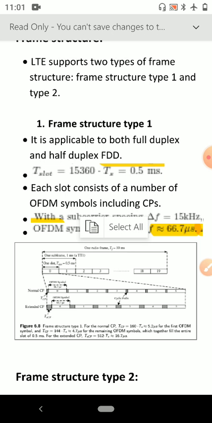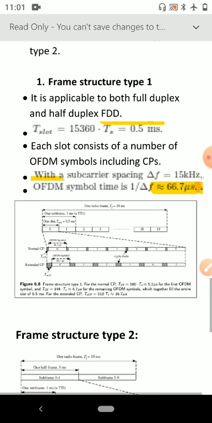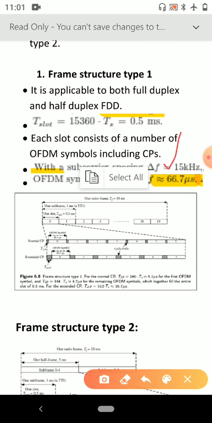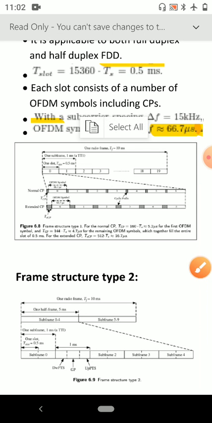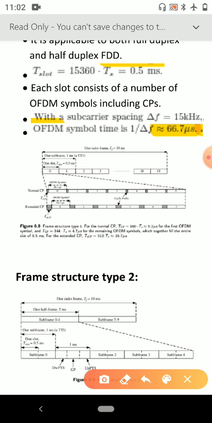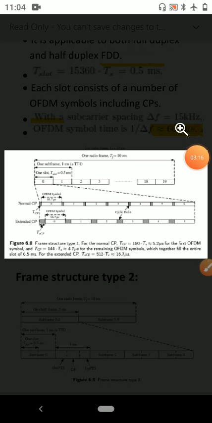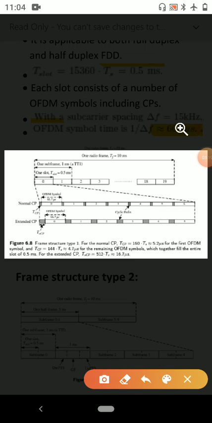With a subcarrier spacing delta F equal to 15 kilohertz, the OFDM symbol time, that is 1 by delta F, is nearly equal to 66.7 microsecond. LTE defines two CP lengths, a normal CP and an extended CP, corresponding to 7 and 6 OFDM symbols per slot respectively.